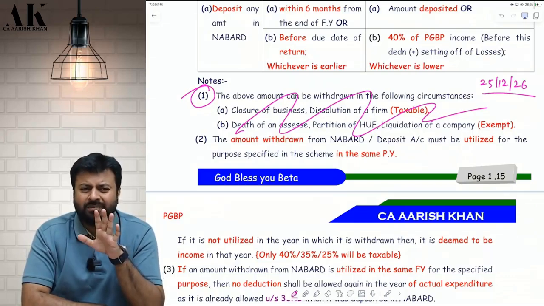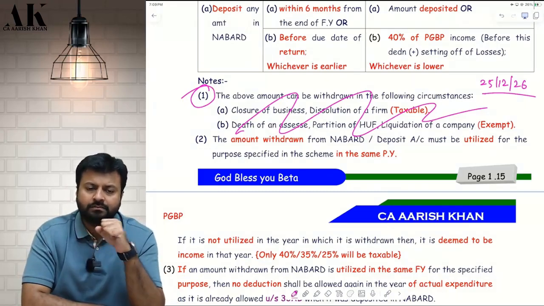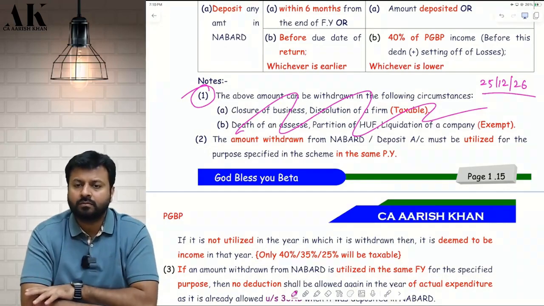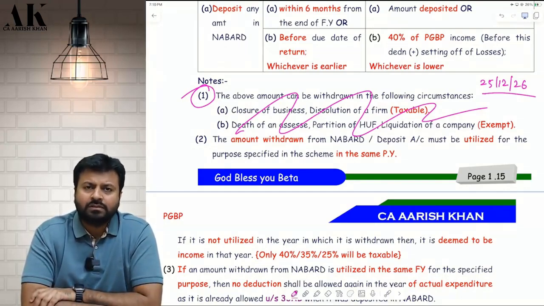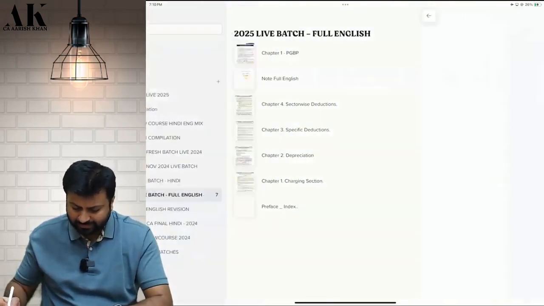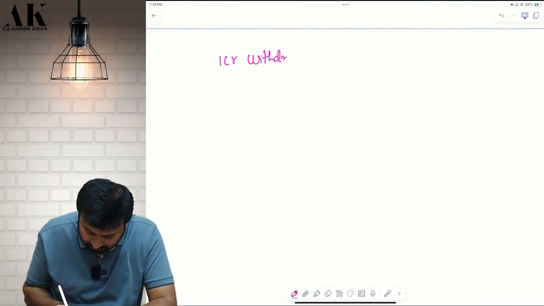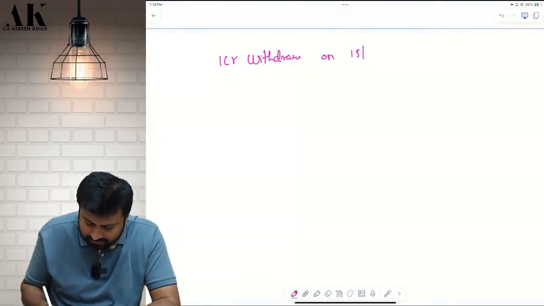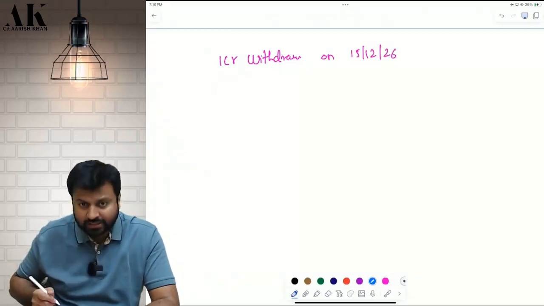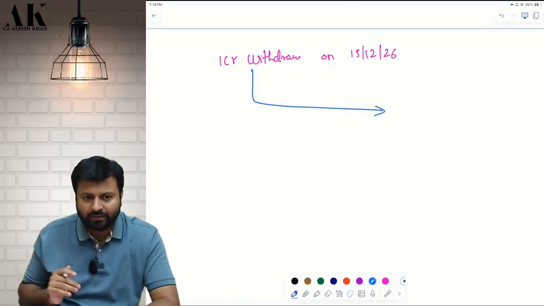Third case. Don't read the textbook. Suppose I withdraw the money in 2026-27, listen carefully. I have withdrawn 1 crore on 15th of December 2026. Now listen carefully and think logically and answer me. These are very dangerous sections. You have to be very careful about this. This was not done in CA Inter. It was not there in CA Inter.